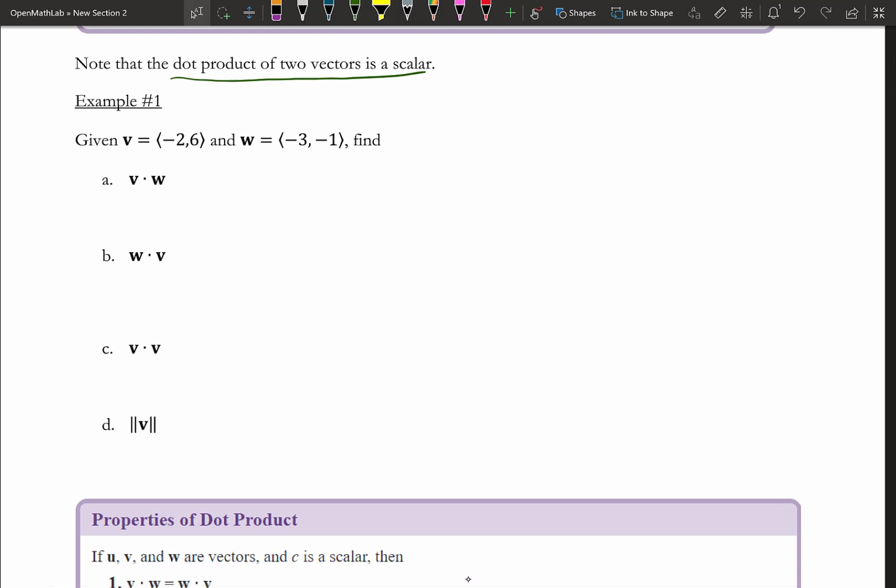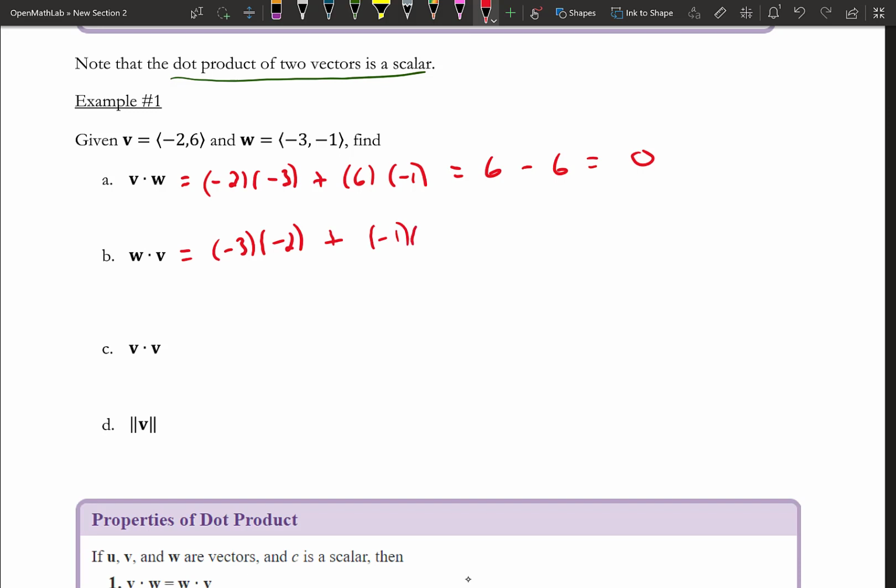So if vector v and w are the following, let's find v dot w, w dot v, v dot v, and then lastly the modulus of v, right? So v dot w is equal to -2 times -3 plus 6 times -1, right? Just following that formula from above. So this gives me +6 minus 6, which equals 0, right?